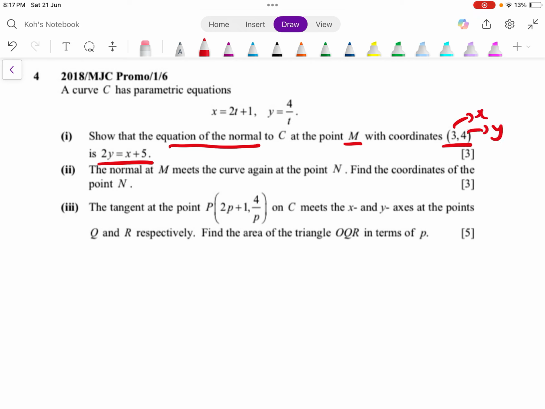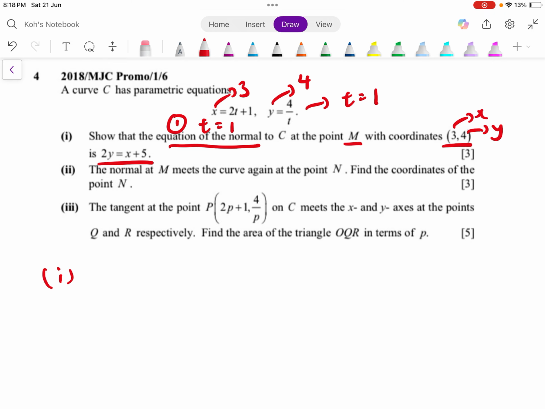What we want to do first is to determine the value of t. Very simple. For x, just put 3, and for y, just put 4. So your t value from x is t equals 1, and same thing for y, t is equal to 1 as well. Why do I need the t? Because later when I do dy/dx, I will need to sub it in. So let's do the first part.